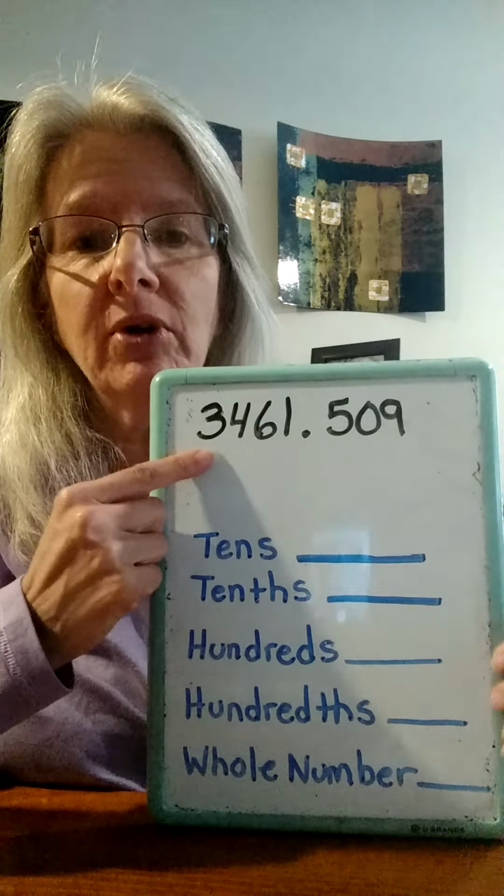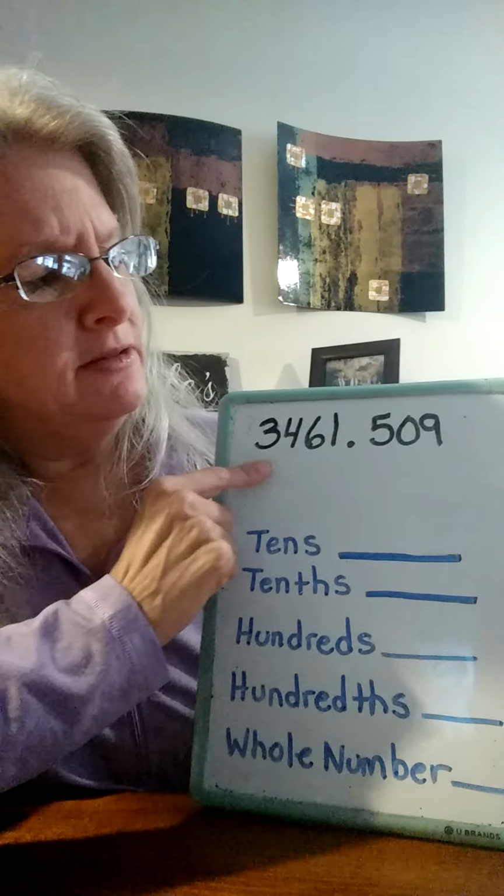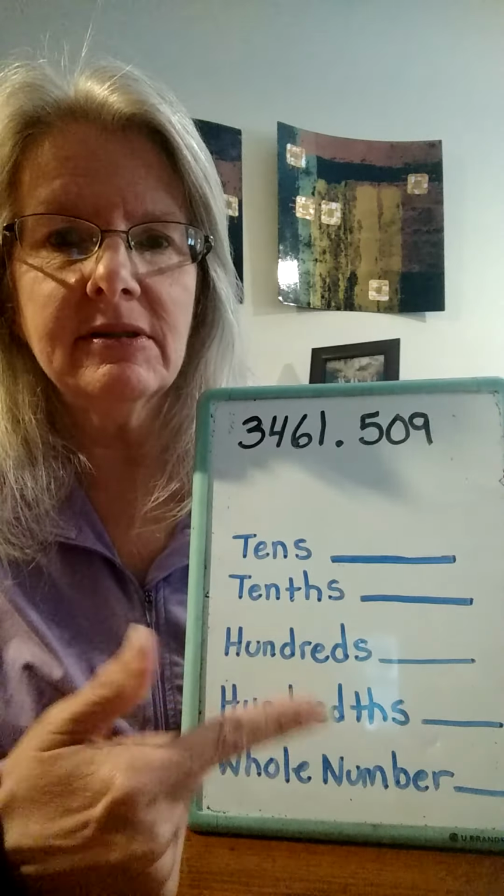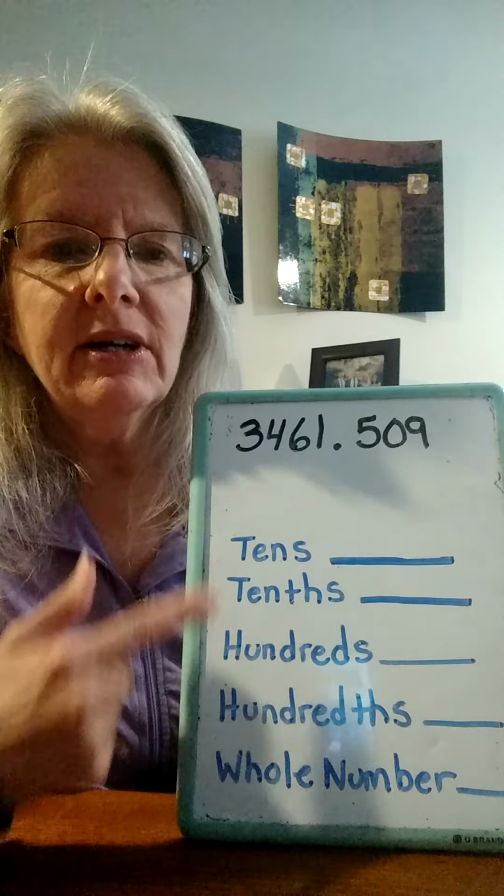Hi, today we're going to talk about rounding numbers. So I'm going to show you a number. This is the one we're going to be working with today. 3,461 and 509 thousandths. We're going to be rounding it to various places.